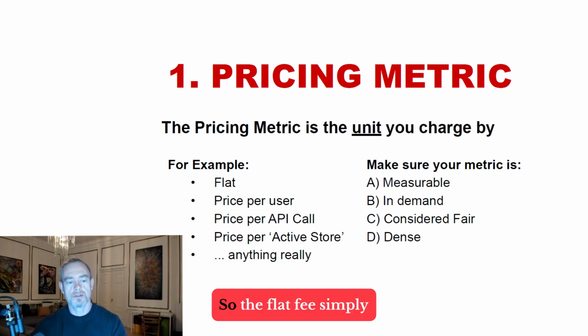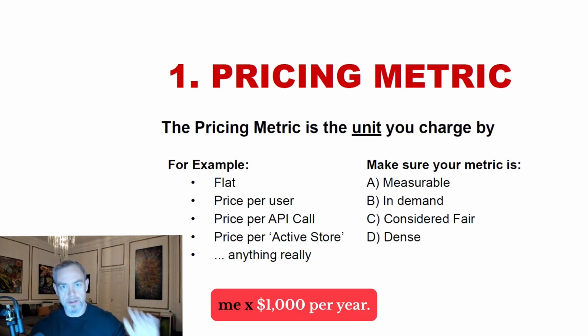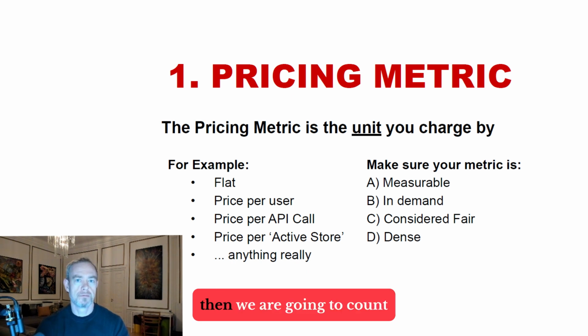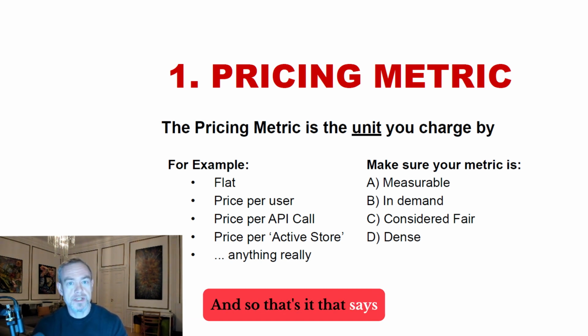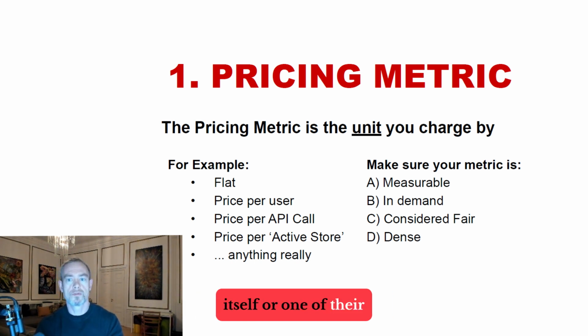Anything, really. So the flat fee simply is a monometric, meaning that you're just charging for the account relationship, right? So you're saying, well, you are a customer and it starts by you paying me $1,000 per year. And then we are going to count the thing, the users, the API calls, and so forth, after. Then you have 2 metrics, you have a flat metric, and then you have users. And so that's it. That says you need something to count, whether it's the customer itself or one of their volumes in some way.